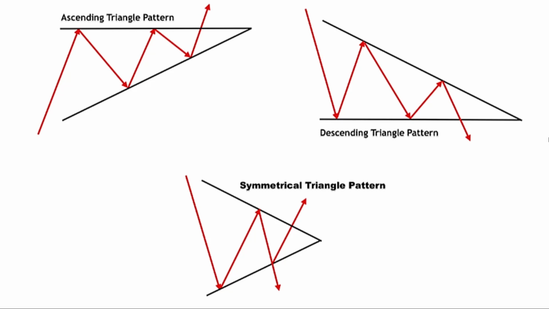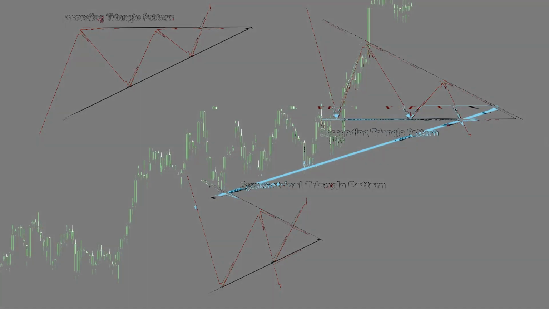In theory, we need 5 points to verify a triangle. But the market is not perfect, and you need to understand the idea and how triangles are formed. We have 3 types of triangles: ascending, descending, and symmetrical. An ascending triangle occurs when there is a resistance level and a slope of higher lows.